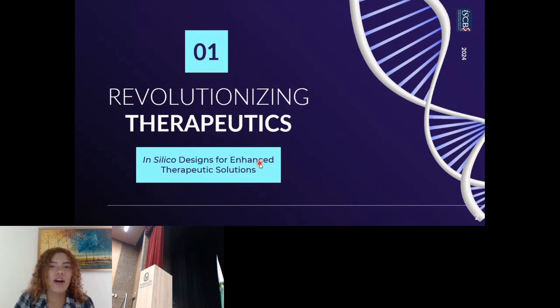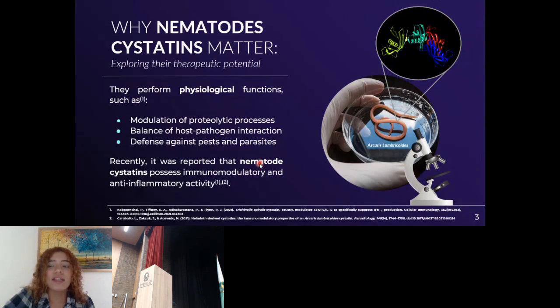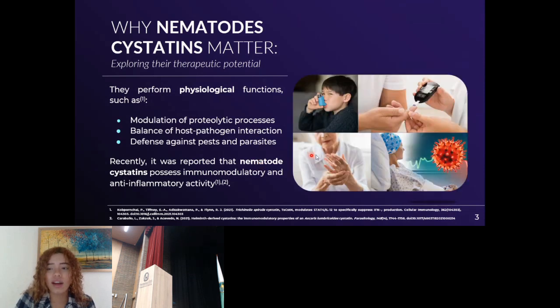Before we talk a little bit about the research, it's important to talk a little bit about its background. So why cystatins? Cystatins are eukaryotic proteins involved in regulating proteolysis and immune responses, playing an important role against the defense of pests and parasites. Recent studies have shown that they have a potential capacity in treating diseases like asthma, rheumatoid arthritis, diabetes mellitus, and some types of cancer.